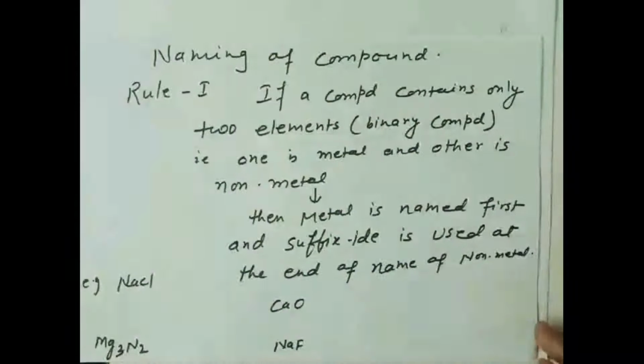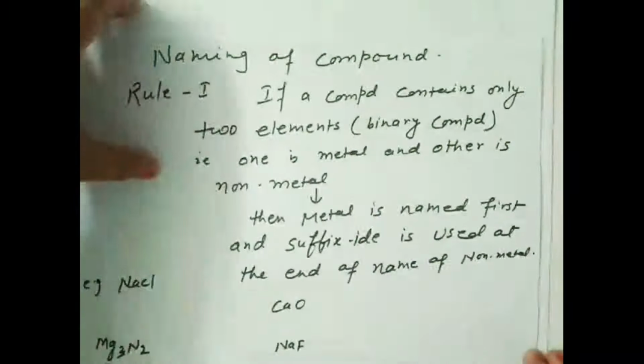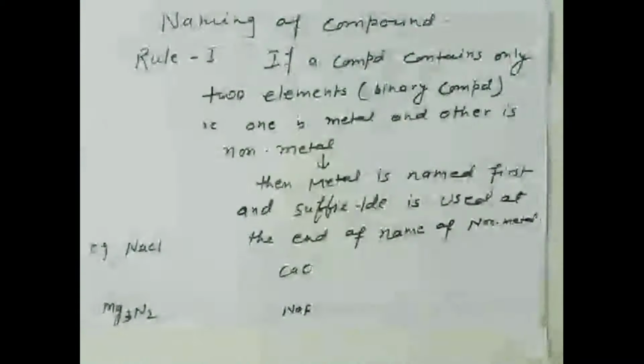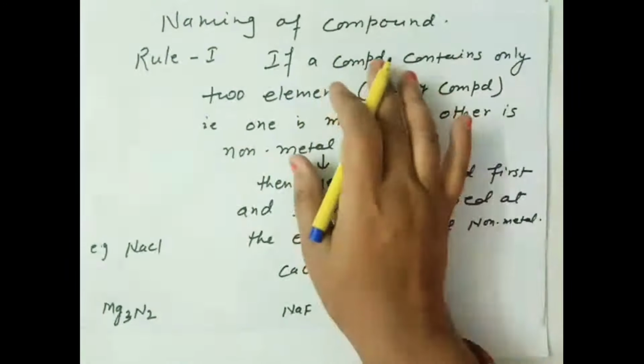Next topic, if formula is given, then how we can write the name of compound. If formula of the compound is given, then how we can write the name of compound. It is also a very important part and we should understand. So we will talk about a few of the rules for how to name the chemical compound.